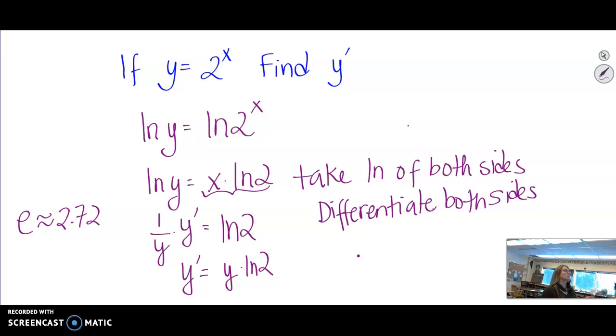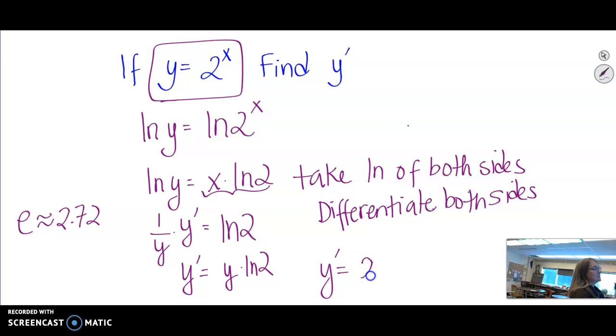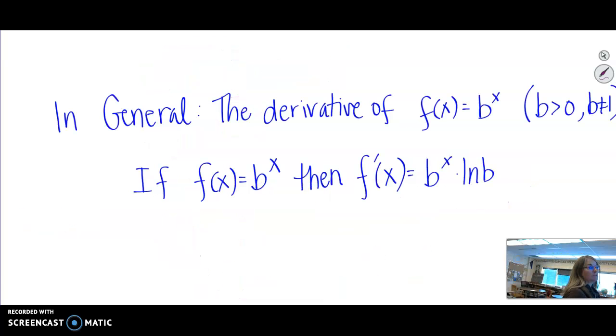And we're done, but we can actually get the derivative in terms of x. Right now it's in terms of y. We can get the derivative in terms of x because we know that y is equal to 2 to the x. So y prime, for the function 2 to the x, is equal to 2 to the x, because I'm substituting 2 to the x in for y, times ln of 2. So that is the general form of the derivative of exponential functions.